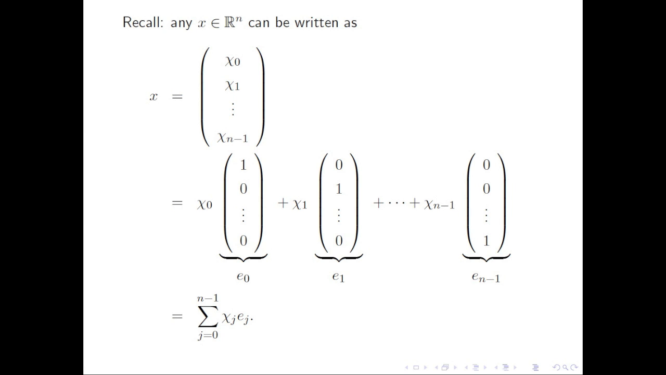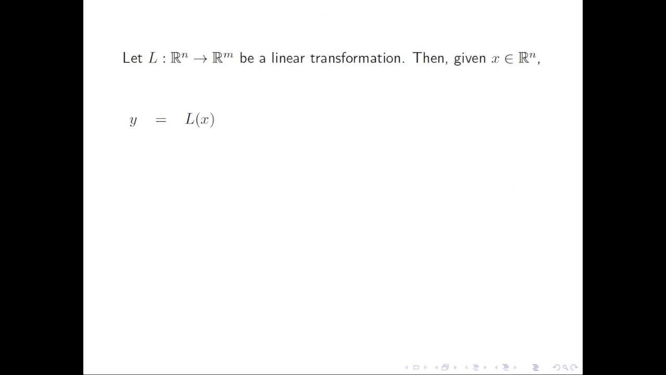Recall that any vector x can be written as a linear combination of the unit basis vectors where the coefficients equal the components in vector x. If y is the result of transforming x, then we can write this as L of the linear combination of the unit basis vectors, which we then know equals the linear combination of the transformed unit basis vectors.